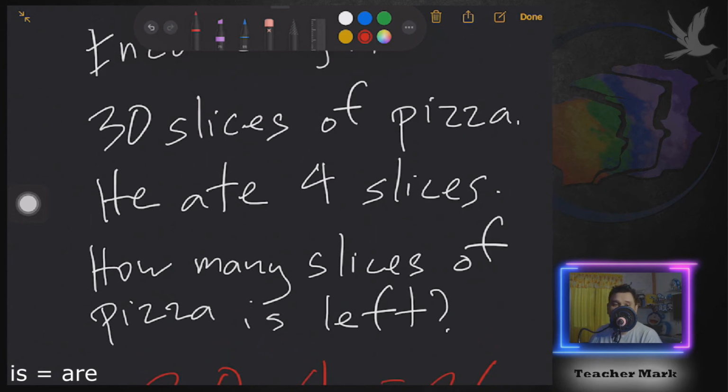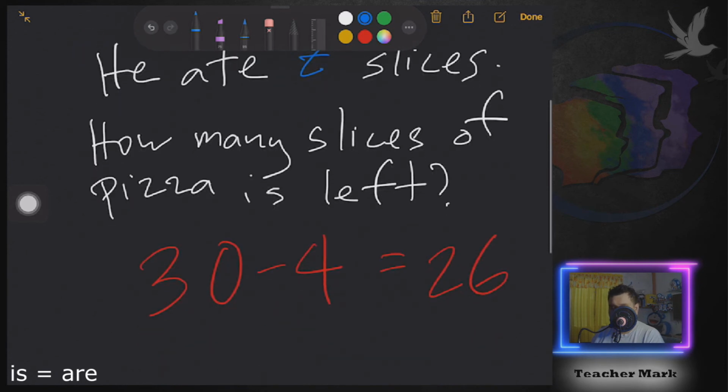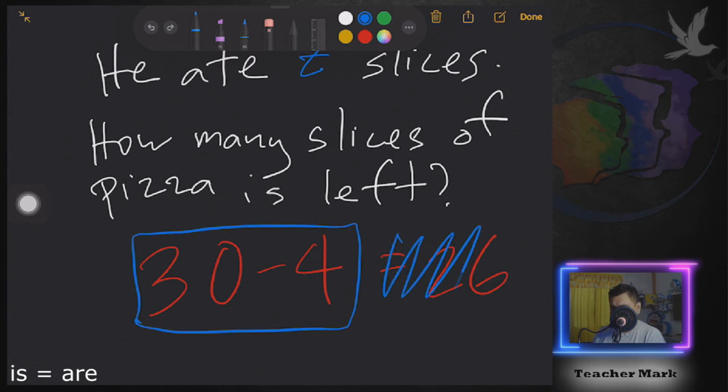Then again, what if I'm going to change the values? What if this is now equivalent to 4x slices of pizza and he ate z slices? Okay, then again, what we're looking for here is the solution, which is this, not the actual answer. Okay, just to make it clear.